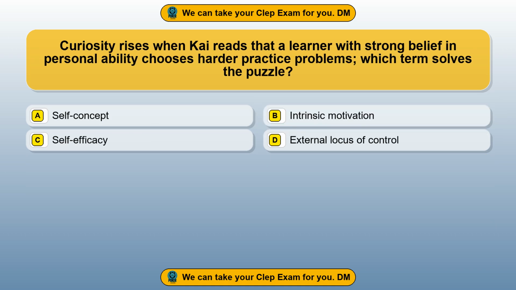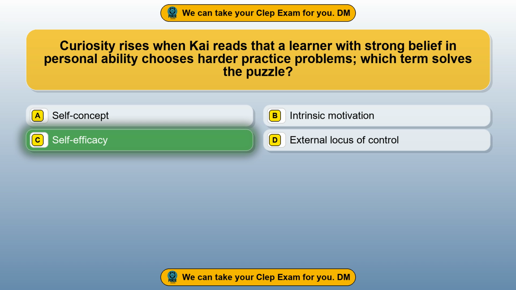Question 10. Curiosity rises when Kai reads that a learner with strong belief in personal ability chooses harder practice problems. Which term solves the puzzle? Option A, self-concept. Option B, intrinsic motivation. Option C, self-efficacy. Option D, external locus of control. The correct answer is option C, self-efficacy.